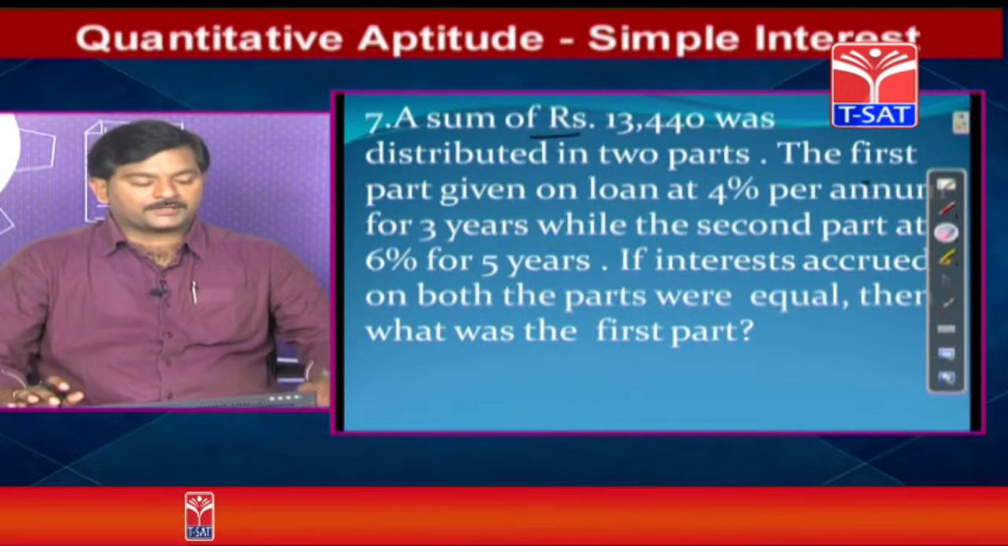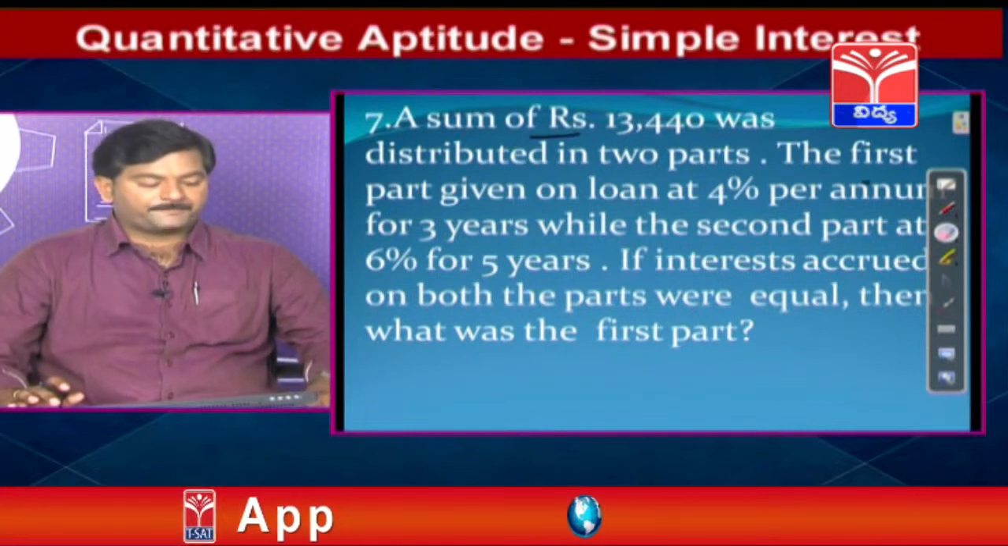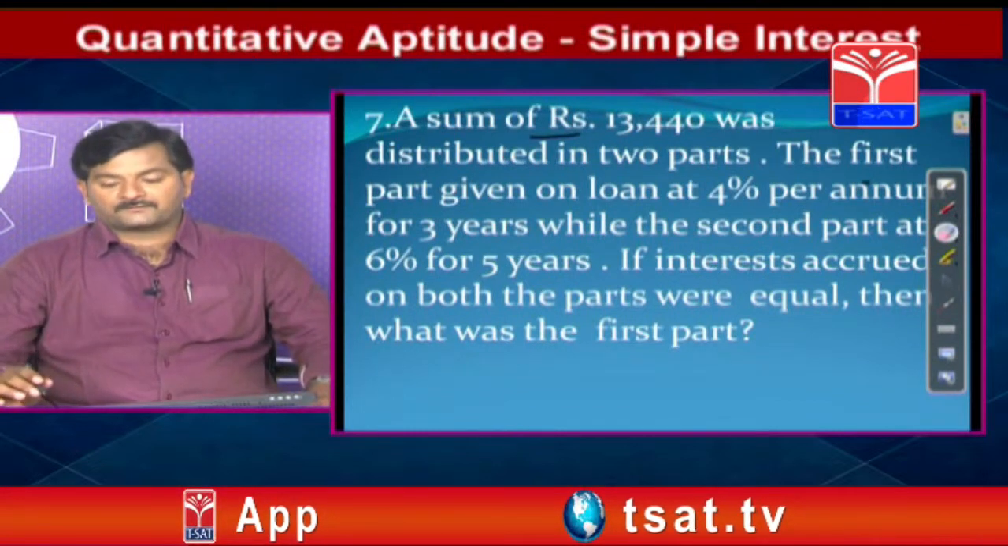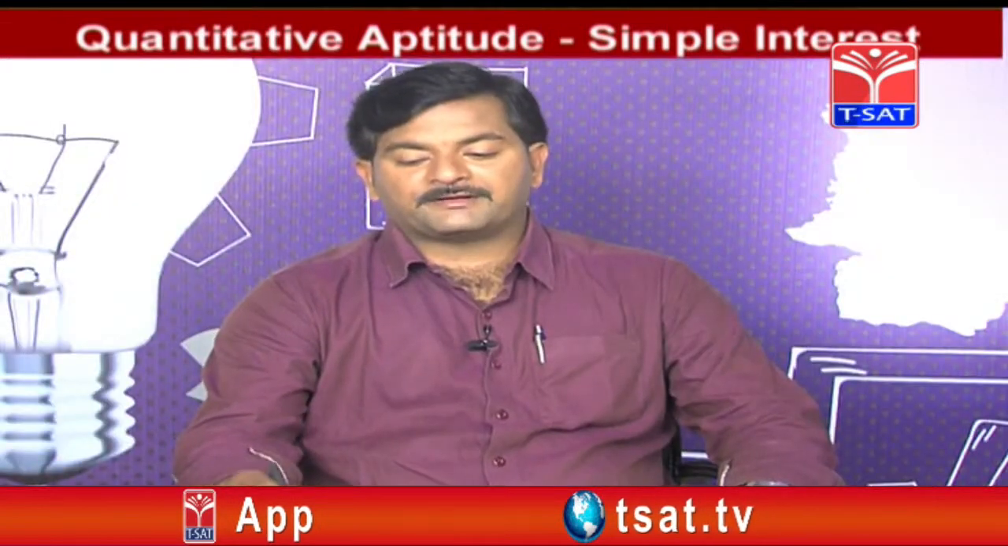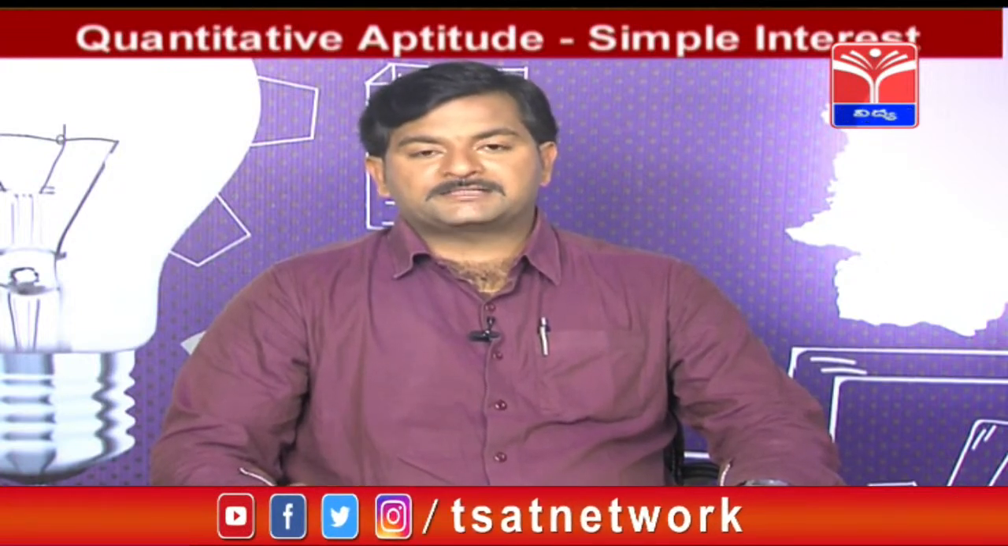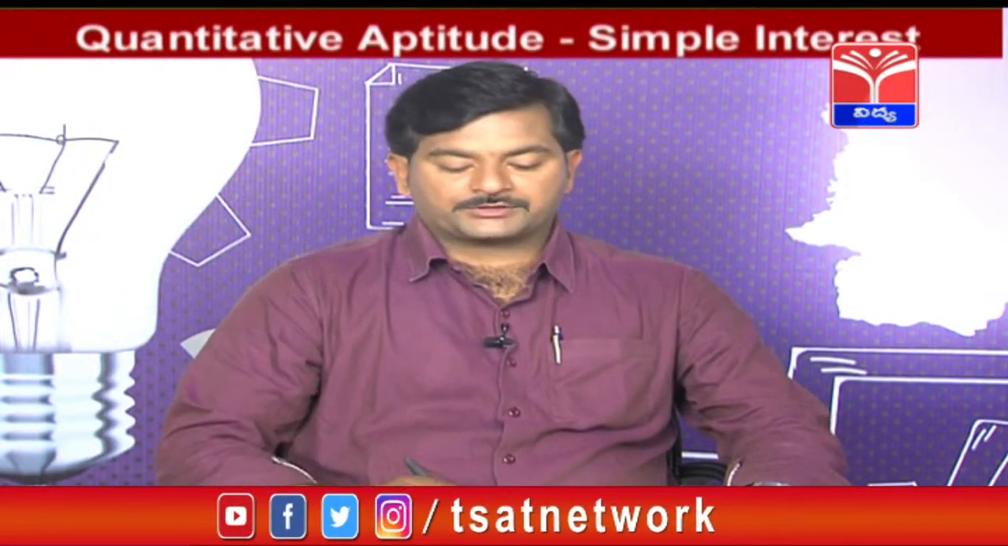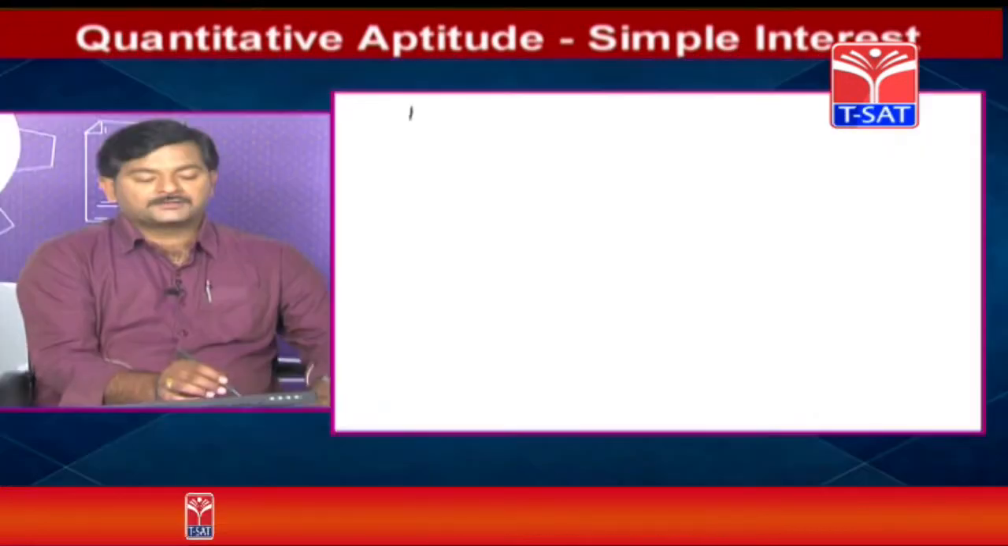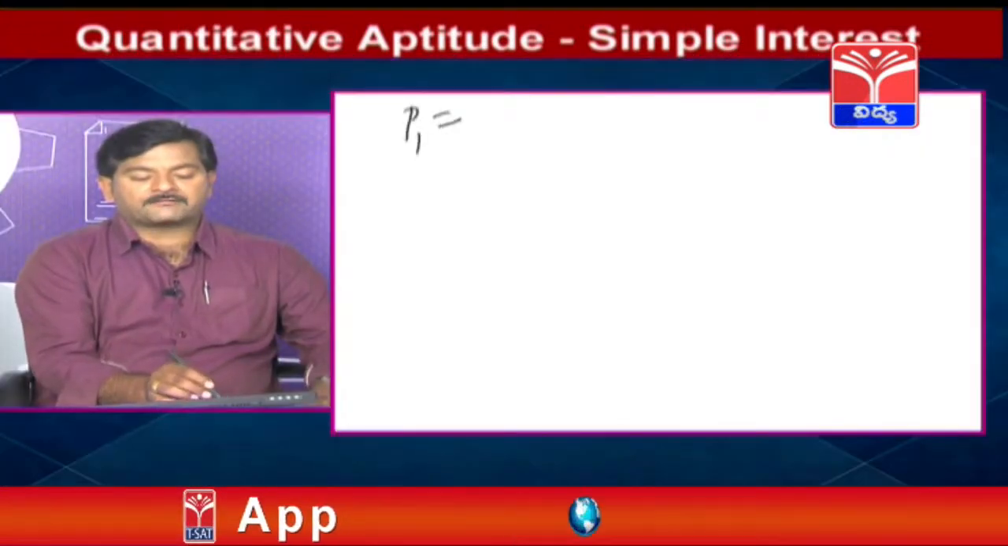Total interest accrued in both the cases is same. Okay, so this we can solve in different ways, but we'll take one method. Here is the method. Let's say total principal amount, how much given? 13,440. So let's say I am taking P1, T1, R1 like that.